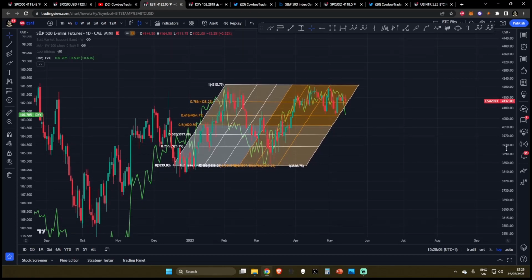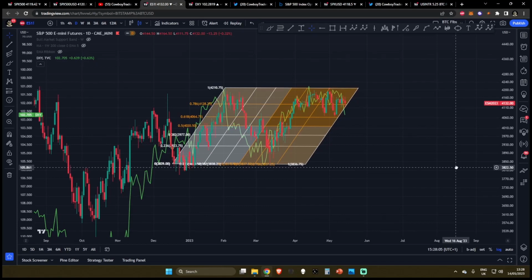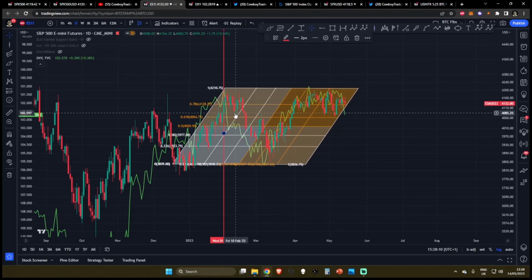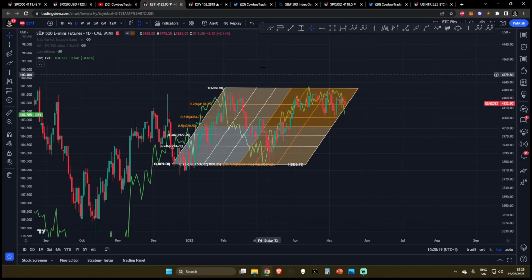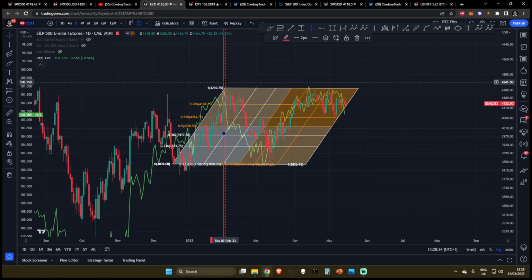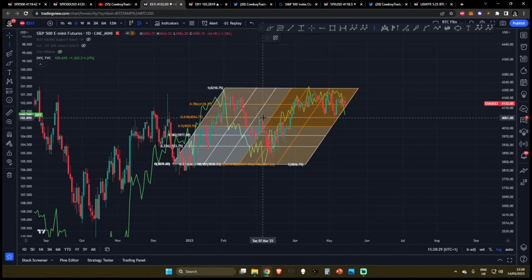Now, we obviously know that the DXY is a leading indicator for the S&P 500. You can see the DXY topped out right here on the 1st of February. Well, bear in mind, we're looking at the inverse DXY, so technically it bottomed out over here, but for the sake of this, we'll just look at the inverse DXY. So the inverse DXY topped out on the 1st of February, and the S&P 500 topped out here on the 2nd of February. Then you can see that the inverse DXY bottomed around the 7th to 8th of March. The S&P 500 bottomed on the 13th of March.